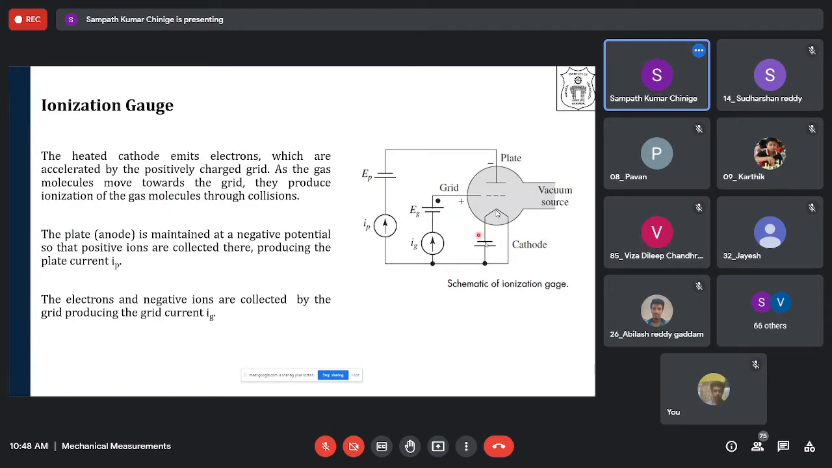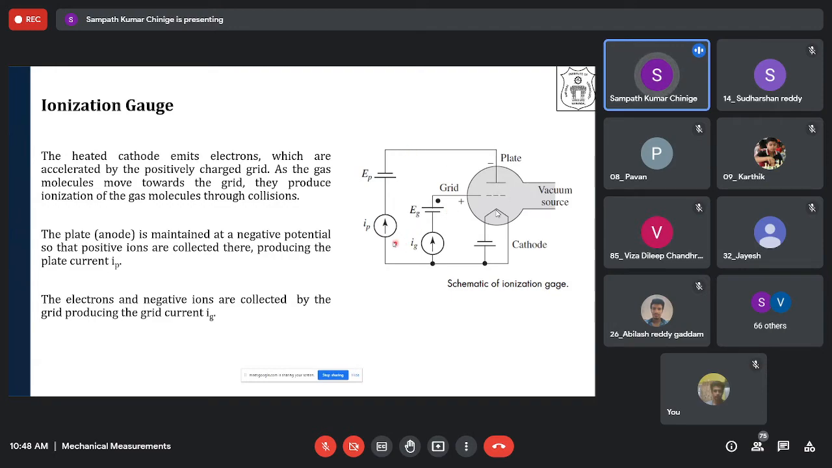Now we are heating the cathode. The heated cathode emits electrons. These electrons are accelerated by the positively charged grid, and as they move towards the grid, they collide with the gas molecules and produce ionization of the gas. So they produce positive ions and negative ions because of the collisions. The positive ions are collected at the negative plate, and the negative ions and the electrons are collected at the grid.